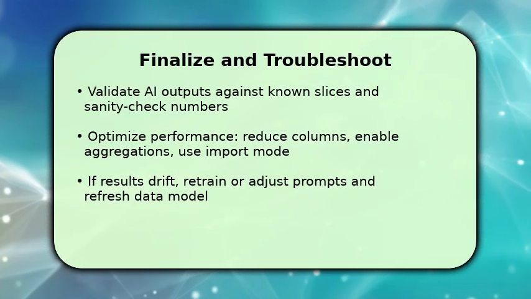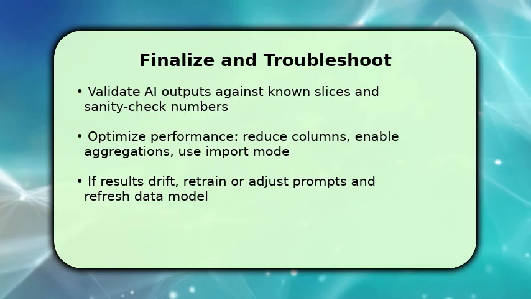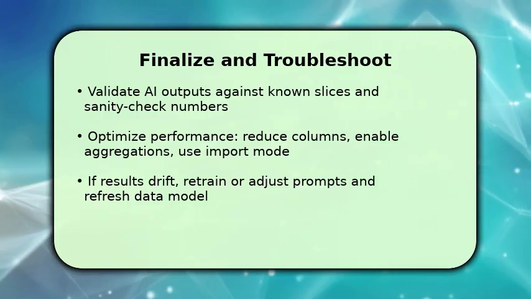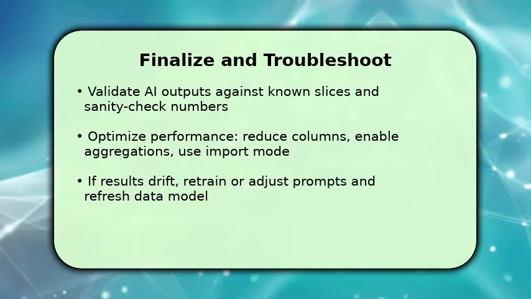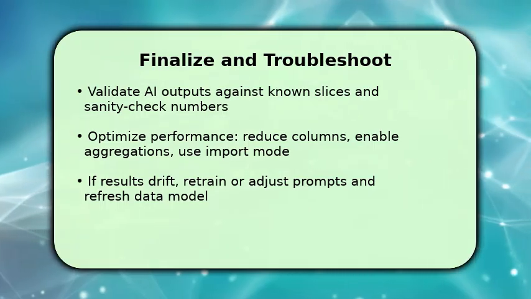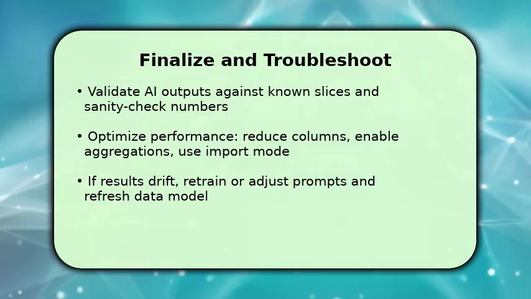If the AI output is off, adjust prompts to be more specific, correct the model relationships, or refresh the dataset. Retrain or reindex sources if needed. One troubleshooting tip: when results seem inconsistent, reproduce.